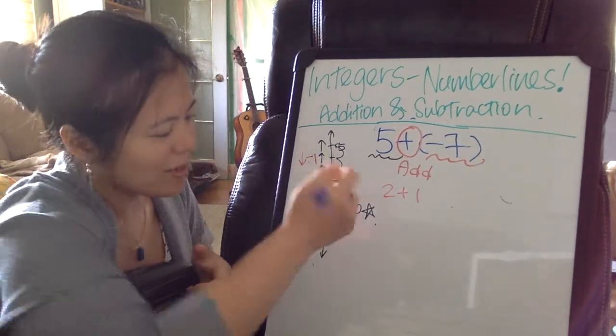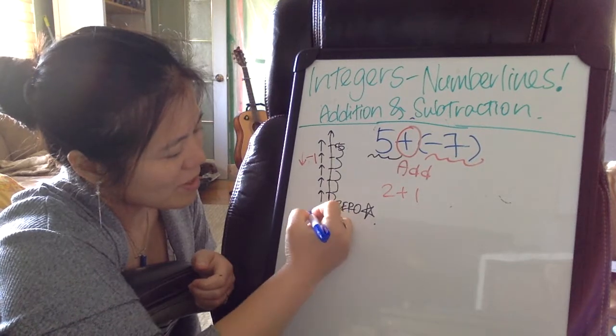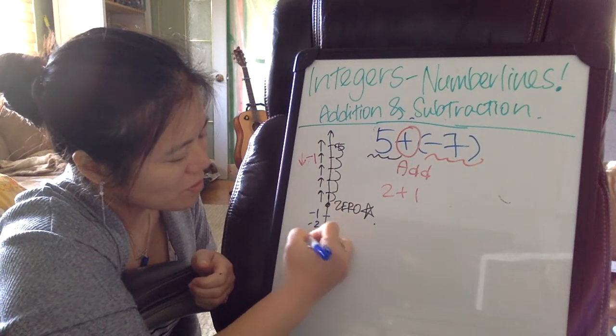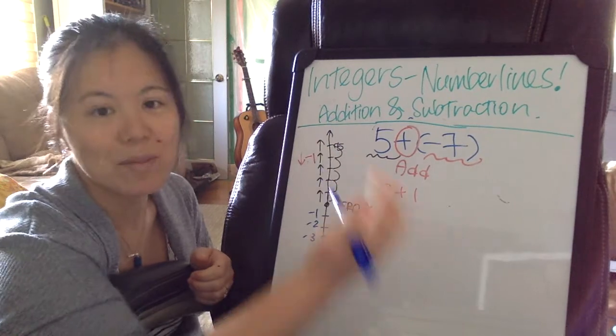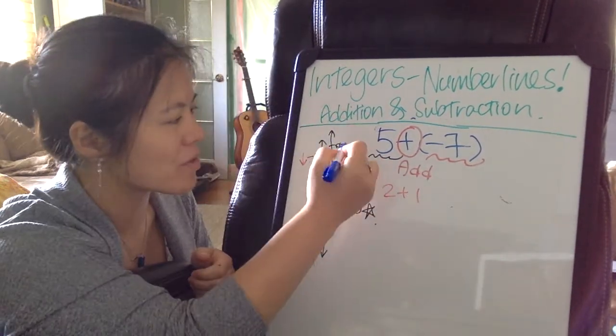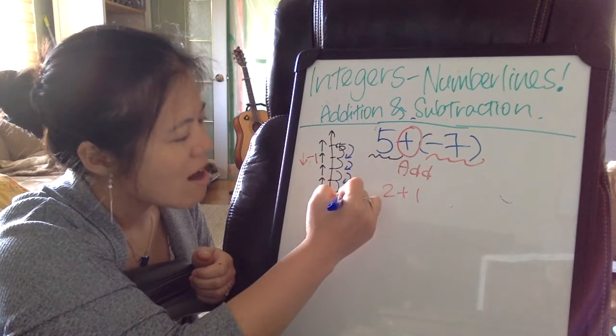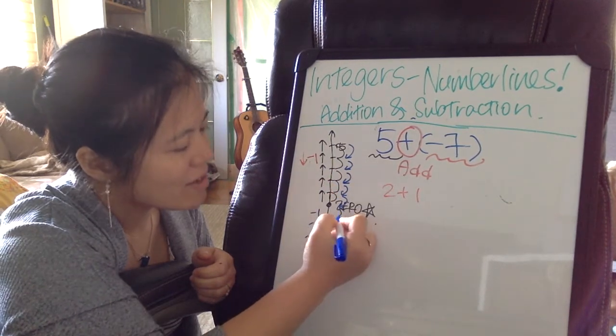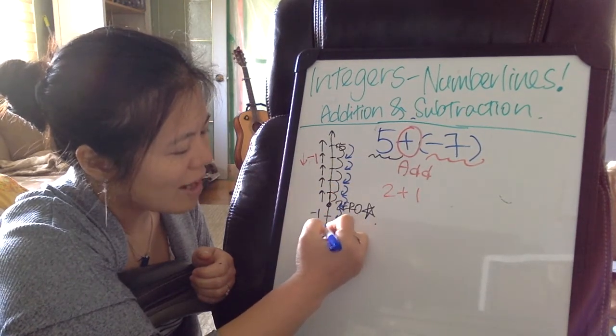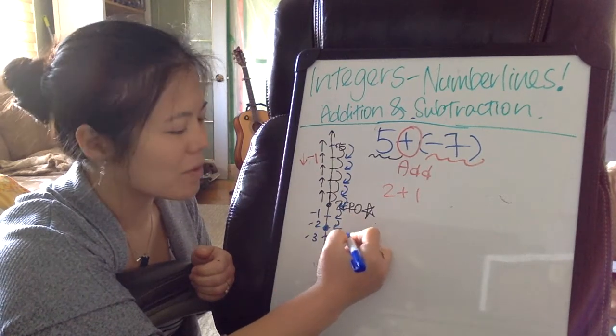First, I should probably have finished my number line first. -1, -2, -3, that kind of thing. So I'm going to take 7 steps downwards. 1, 2, 3, 4, 5, 6, 7. And I end up at -2.